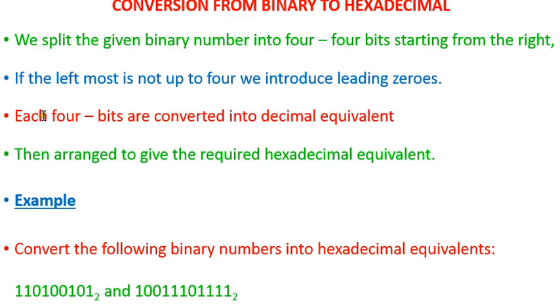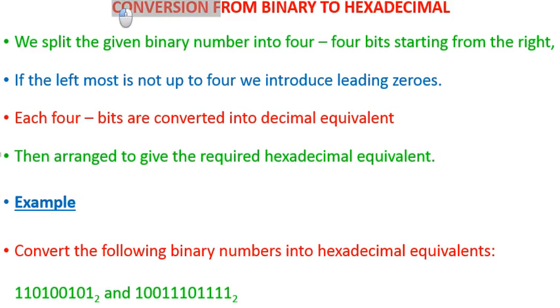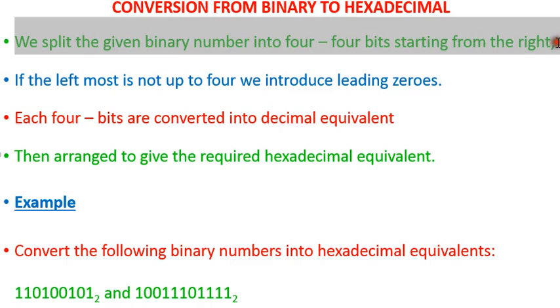So the next thing is to see how we can convert directly from binary to hexadecimal, that is from base 2 to base 16. As we did under base 8, we split the numbers into 3 bits. But for base 16, we'll do the same thing but not 3. This time around, we split them into 4, starting from the right.